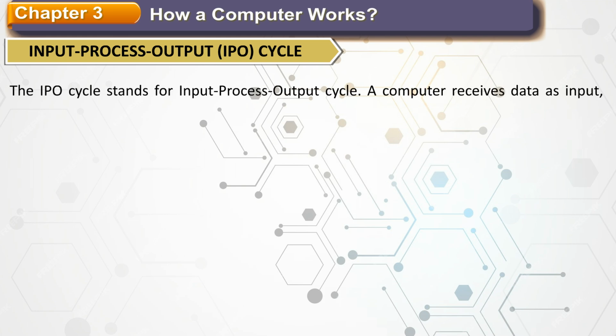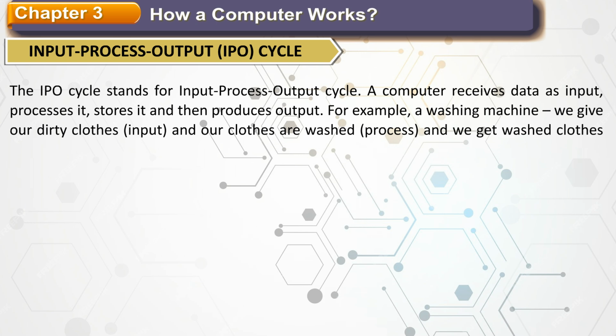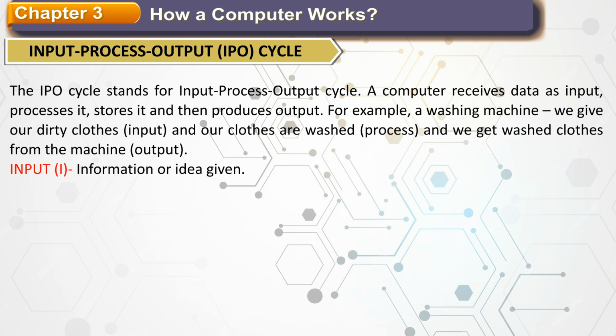The IPO cycle stands for input process output cycle. A computer receives data as input, processes it, stores it and then produces output. For example, a washing machine. We give our dirty clothes, input, and our clothes are washed, process, and we get washed clothes from the machine, output.